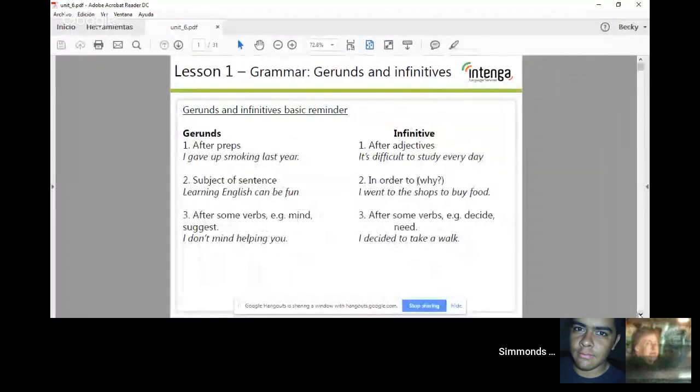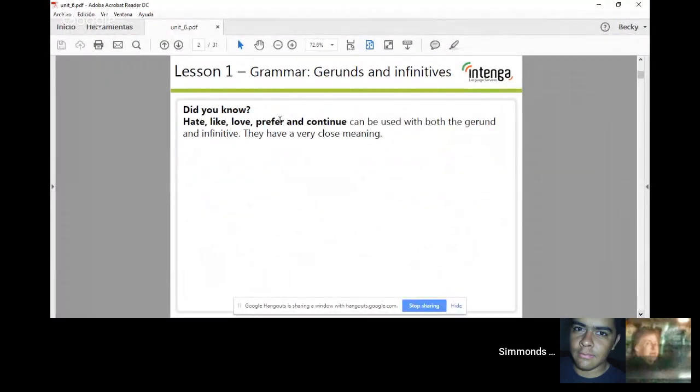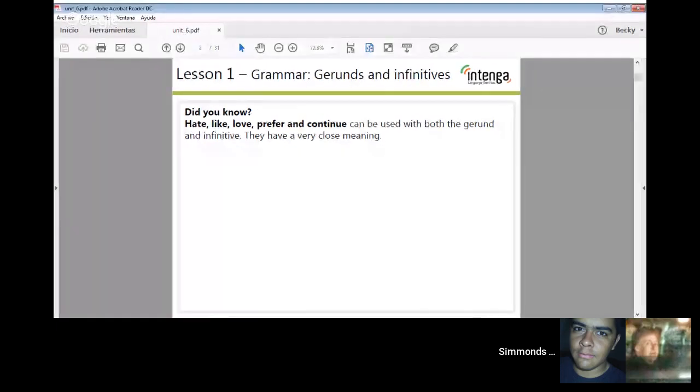So now if we go down to the next page, with hate, love, like, this is in a different order than I normally say it. So hate, like, love, prefer, and continue can be used with both gerund and infinitive. They have a very close meaning. Basically, there's no difference. If I say, I hate to sing, I hate singing, there's really no difference. Any questions about this? Do you understand what they're trying to say here?